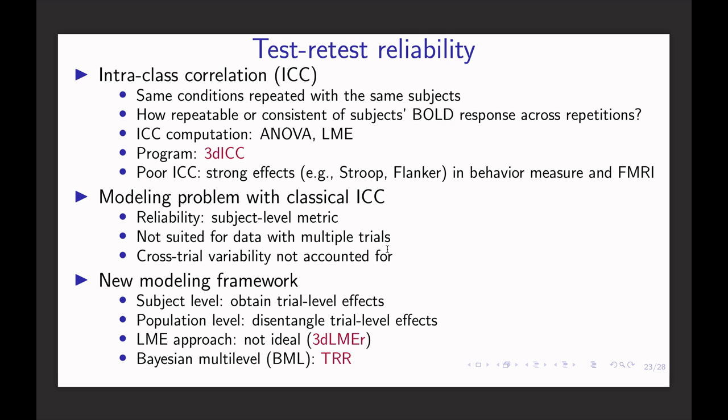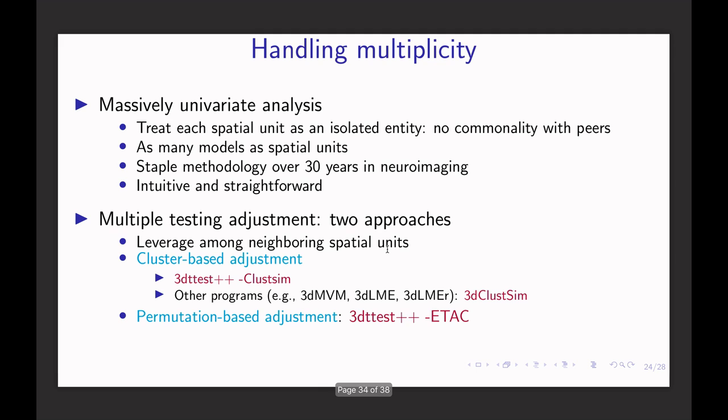That can be important from many perspectives, like people can use FMRI as biomarkers, right? So that's something that hopefully will gain some traction for this new model. Lastly, I'm going to talk about handling the multiplicity problem. Why do we have this multiplicity problem? Well, some people call it the multiple comparison problem.